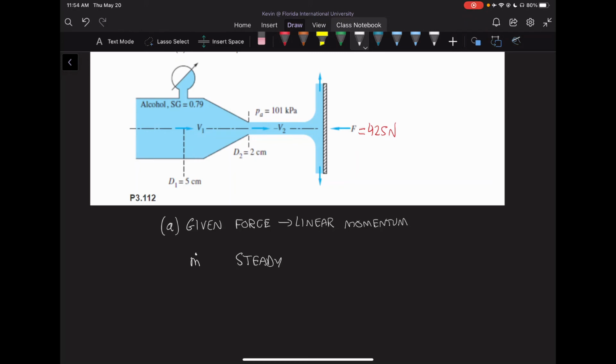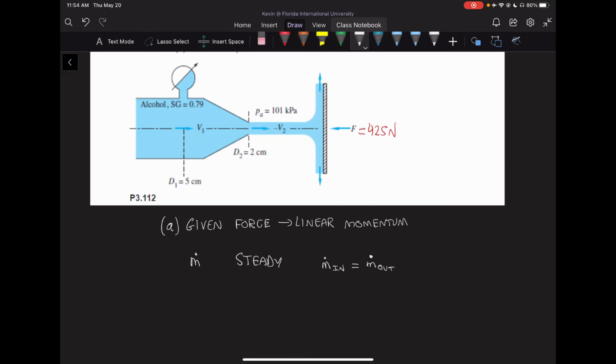In the question, it says that there are no losses in the nozzle, and we're going to assume that the flow is steady. We're not given any information on flow changing with time, so we assume steady flow. And if we have steady flow, we know that the sum of the mass flow rates in is equal to the mass flow rate out.